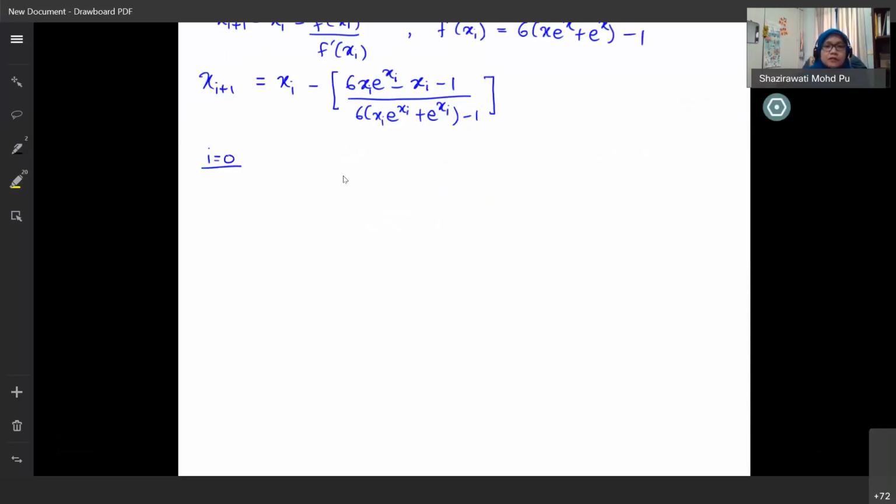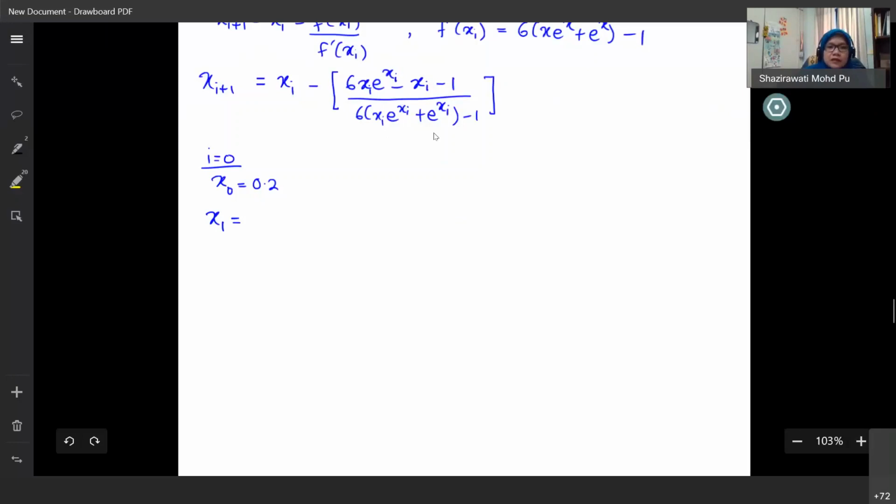Always start with i equal to 0. So i equal to 0, your x naught is what has been given to you, which is 0.2. Based on the formula, when i equal to 0, at the left hand side you have x1, because 0 plus 1, but at the right hand side you have x0. All the terms on the right hand side are based on x0.